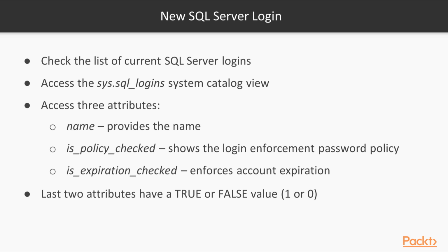But first, we'll check the list of current SQL Server logins. To do this, access the sys.sql_logins system catalog view and 3 attributes which are name, is_policy_checked, and is_expiration_checked. The attribute name is clear. The second one will show you the login enforcement password policy. And the third one is for enforcing account expiration. Both attributes have a Boolean type of value: true or false, that is, 1 or 0.